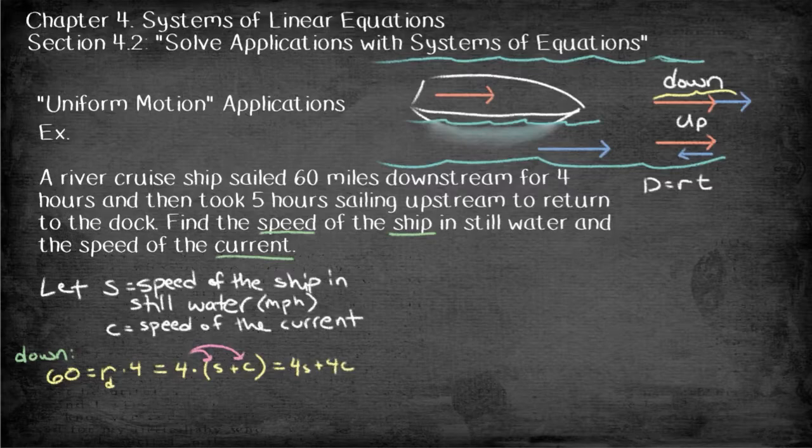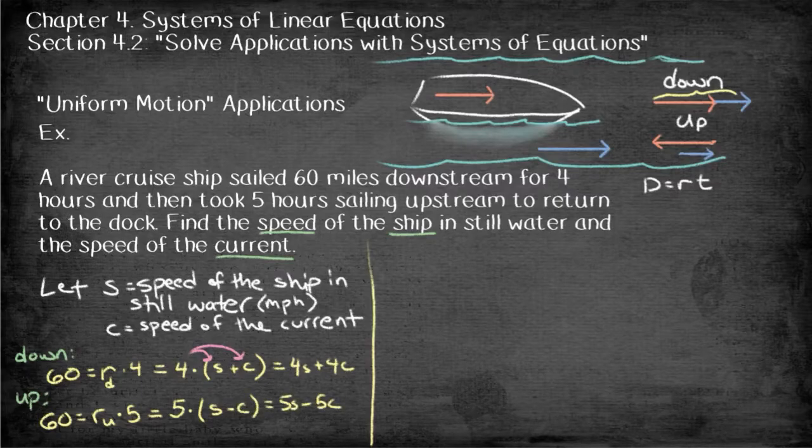And then let's look at the trip upstream. The distance is the same, but the time and rate are different. So while we're going upstream, since we're fighting against the current, and actually, my arrows are going the wrong way here. There. So when we're going upstream, we're fighting against the current. And that means that I am taking the speed of the ship and I am taking away the speed of the current. So here's our system.